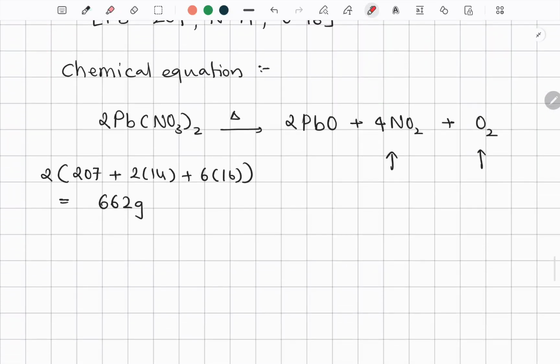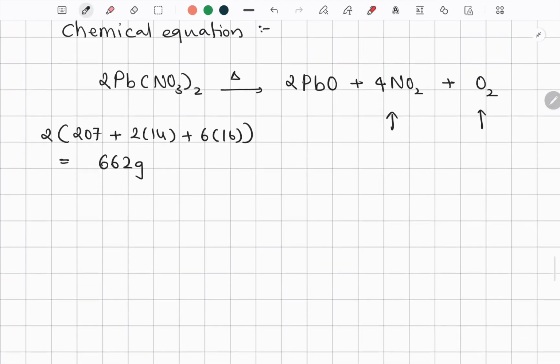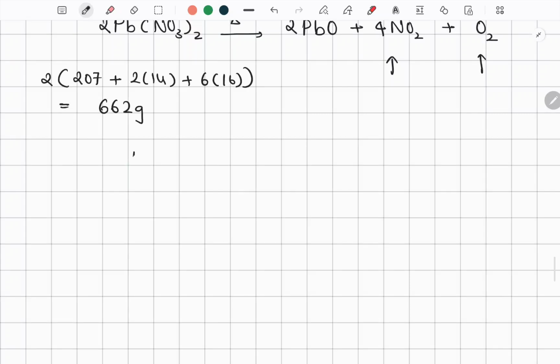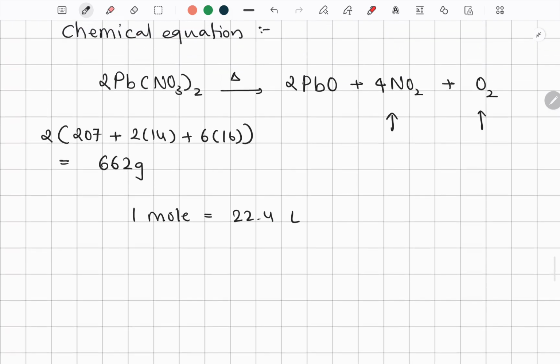What you can do over here, always do remember one important thing, that is 1 mole is equals to 22.4 liter. 1 mole is equals to 22.4 liter. Okay, so if I say over here how many moles I have? 4. When the stoichiometric coefficient is 4, we have how many liters? 4 into 22.4 liters. Okay, perfect.